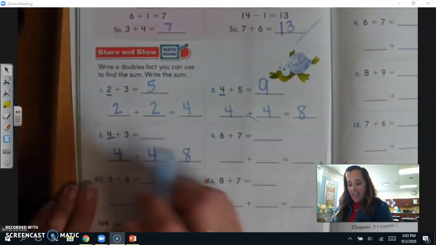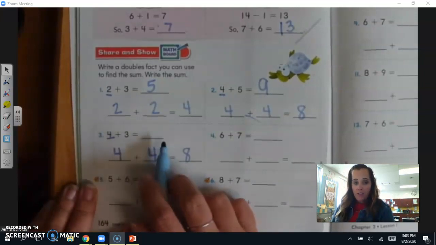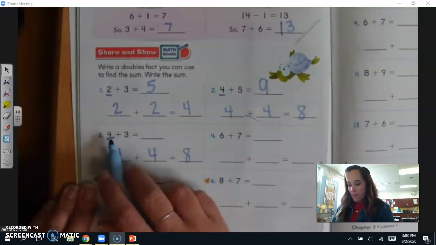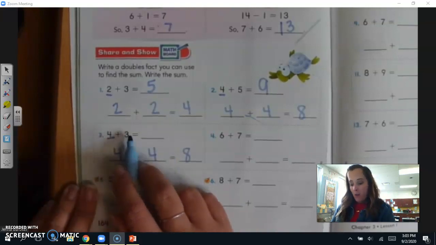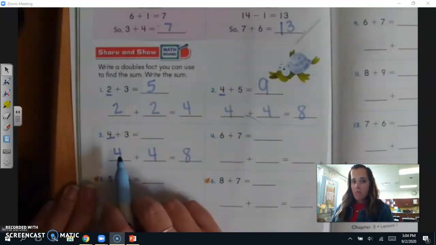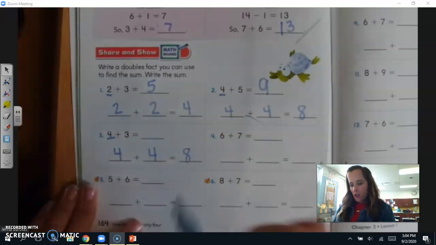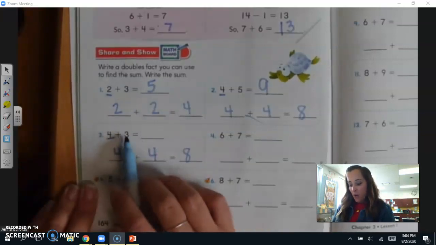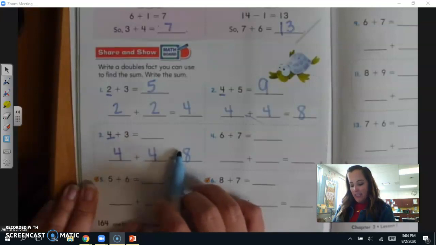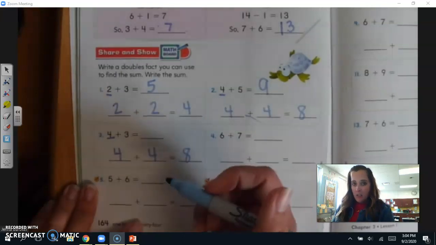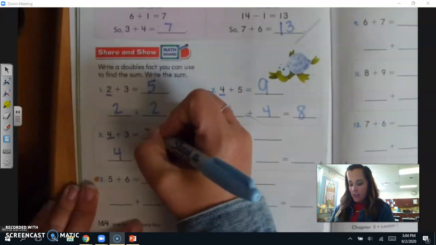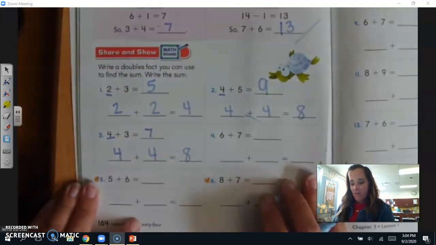And then I have to think, am I going to add 1 or subtract 1 to find my answer up here? Is 4 bigger or smaller than 3? Bigger. So we have to take 1 away in order to get the correct answer. So we're going to do 8 minus 1, and that equals 7.